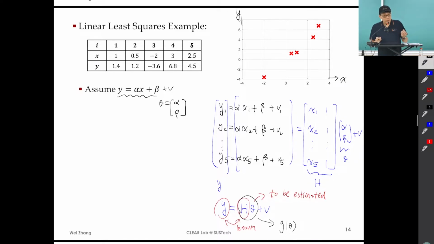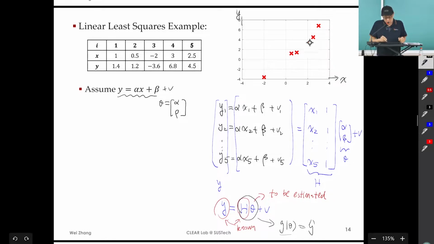If you tell me this is the parameter, g of theta tells you, okay, I expect to see the measurement of g of theta, which I can say is y hat. Based on my model assumption, I hope I will see y hat. But in reality, you will see some other measurement y. The difference between these two will be the discrepancy. You want to minimize them as much as you can.